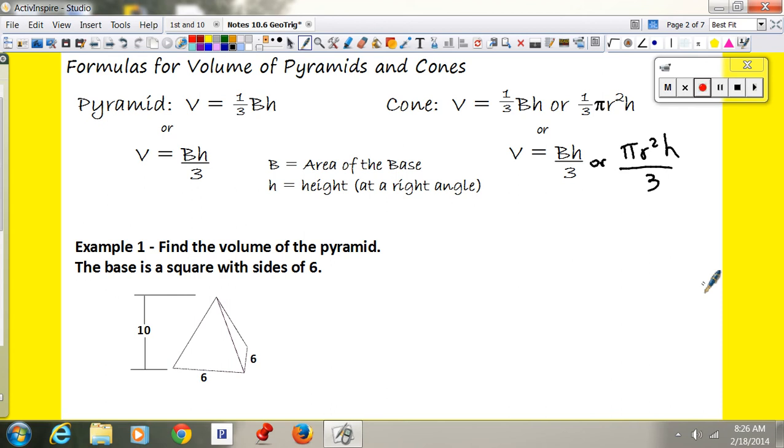So example 1 here is to find the volume of this pyramid. It's got a square base, a 6 by 6 base, and it's got a height straight up of 10. So they want us to find the volume. So I'm going to rewrite the formula, big B times H, and then divided by 3. Now, how would I find the area of the base of this pyramid? 6 times 6. It's a square pyramid. So 6 times 6 is my big B. My height of this pyramid, straight up, 10. And then divided by 3.